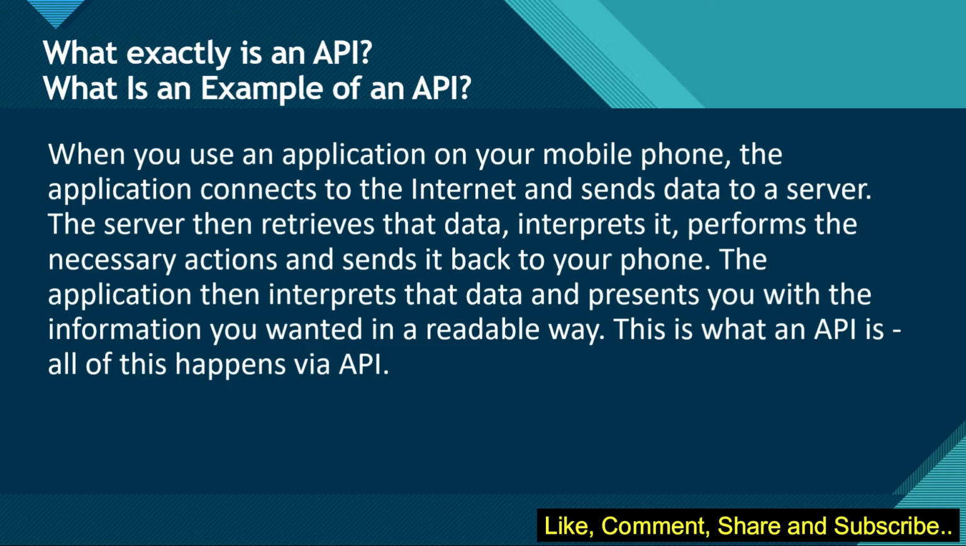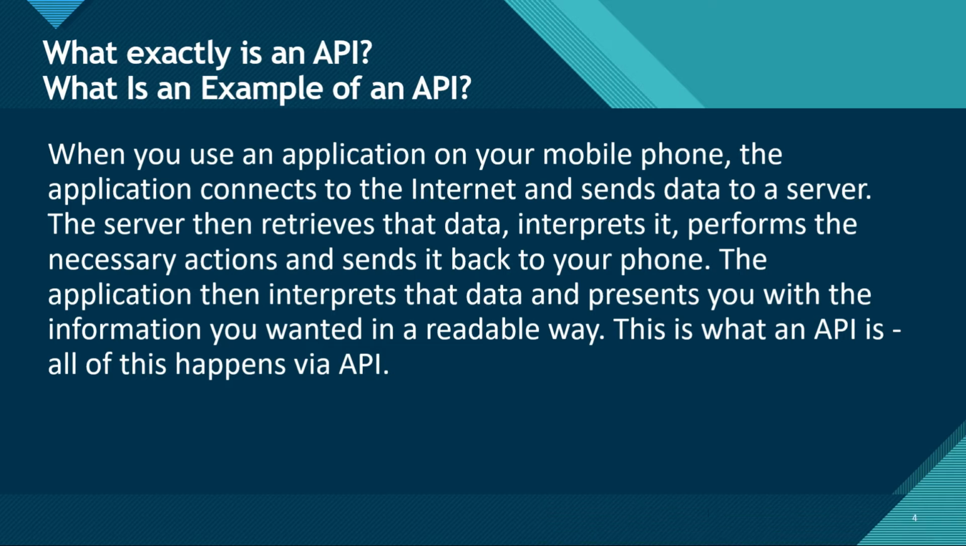So whenever you're using an app on your mobile, the application connects to the internet and sends the data to the server. The server then retrieves that data, it interprets it, and performs all the necessary actions and sends it back to your phone. The application then interprets the data and presents you with the information that you want in a readable way. So this is what an API is.